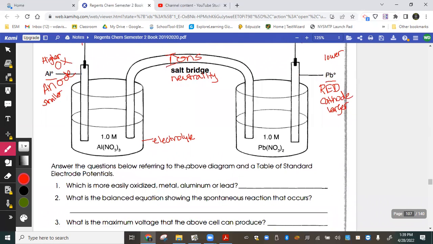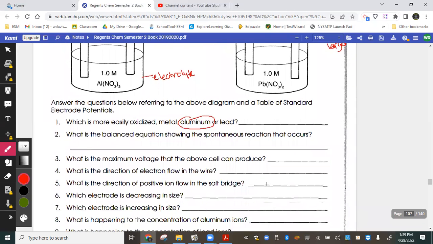All right, so which one's more easily oxidized, the aluminum or the lead? Now that's going to be our aluminum, and the reason why is it is higher up on table J. So now we want the balanced equation showing the spontaneous reaction that occurs. And what is the maximum voltage? I do not have my honors reference table, so we're going to skip that question.